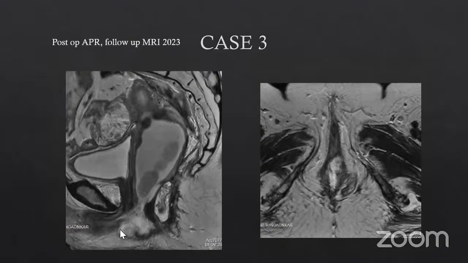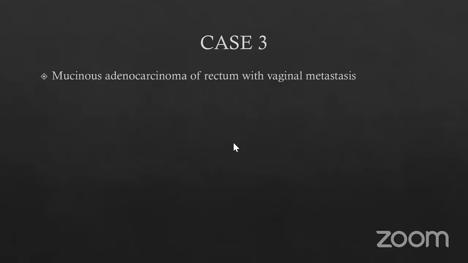with the same signal intensity. So these are tumors which are quite aggressive. They are bright on T2 weighted images, and they may recur even after a short interval. Recurrence is a known phenomenon. Here there is a recurrent mass lesion causing all obstructive features in the vaginal cavity. So, mucinous adenocarcinoma of the rectum with vaginal metastasis.